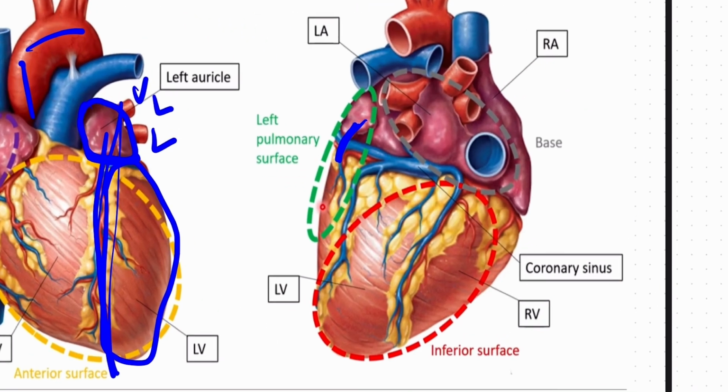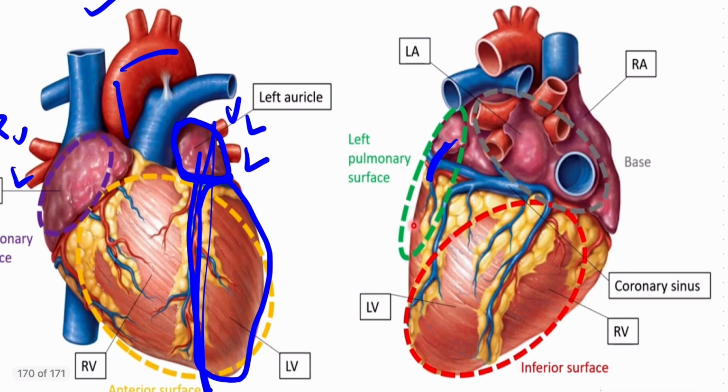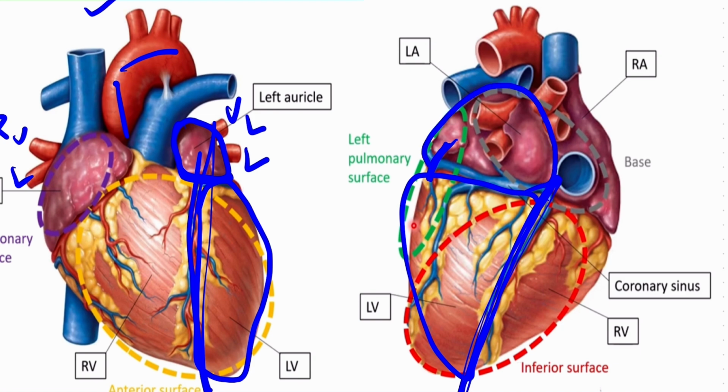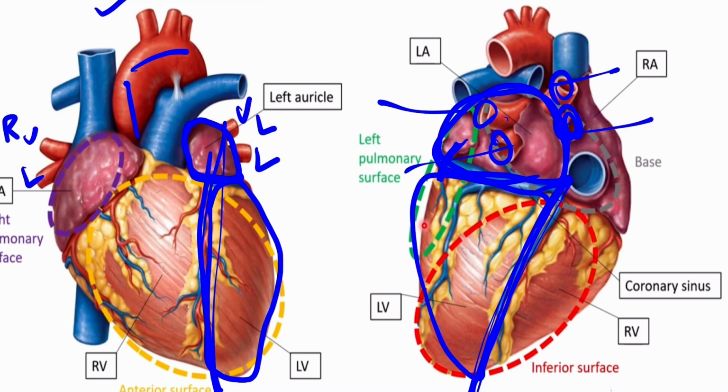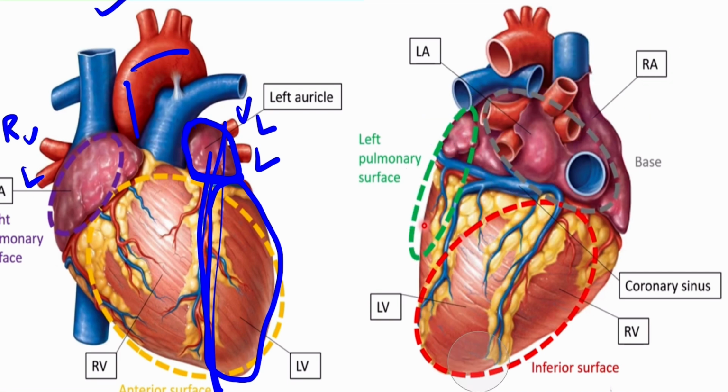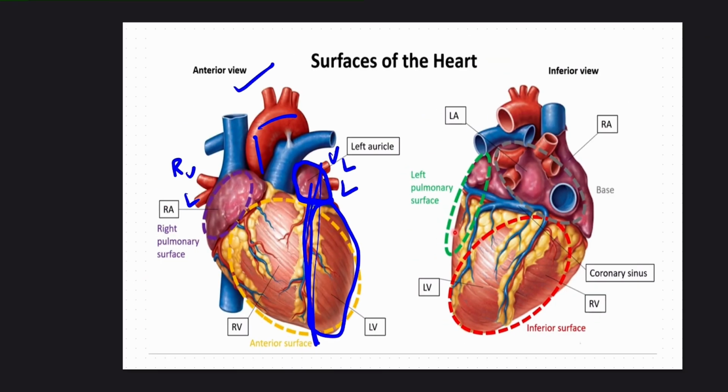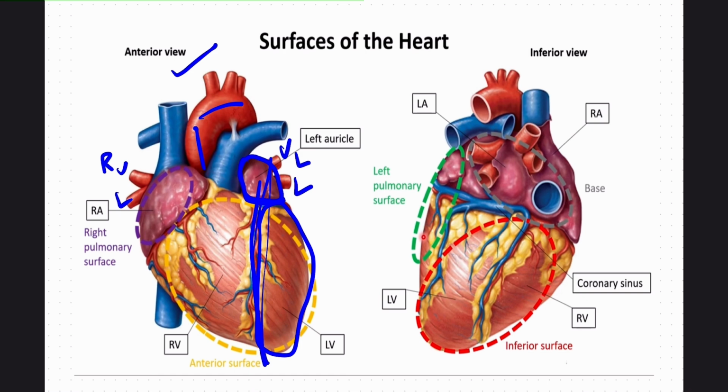So this is the posterior surface. You can appreciate the left ventricle here. This is the posterior interventricular septum. This is the left atrial appendage. It shows you four openings here, right and left sets. This is the right lower pulmonary vein. This is the left upper, left lower pulmonary veins. So let us begin with the left side of the heart.